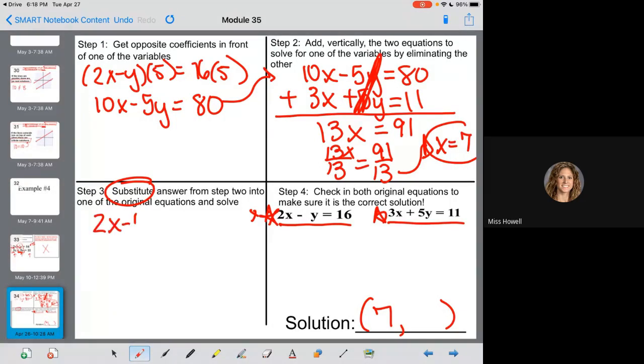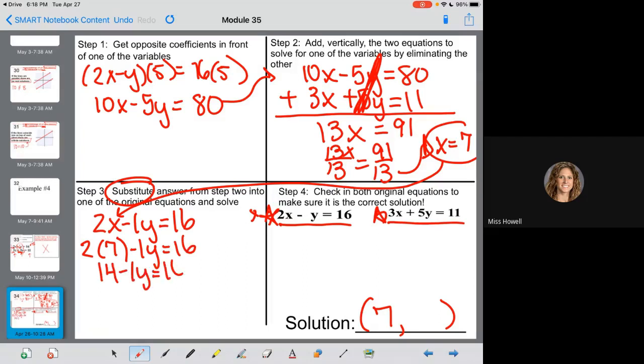2x minus 1y equals 16. We're going to take our x and substitute it in. So 2 times 7 minus 1y equals 16, or 14 minus 1y equals 16. We need to get rid of this positive 14 that's here first by subtracting 14 from both sides.